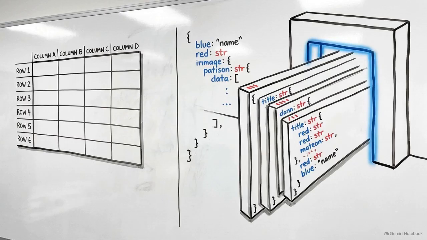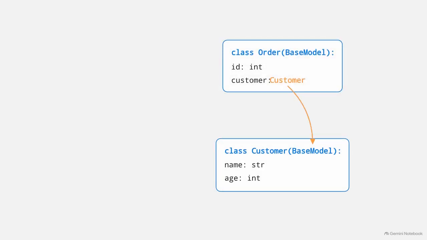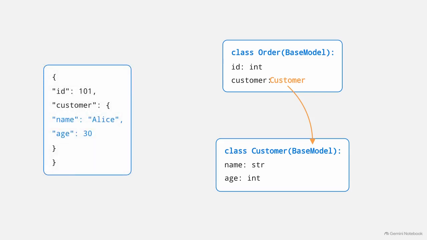Enterprise application data rarely exists in flat, isolated rows. It usually arrives in deep, complex hierarchies. This diagram illustrates nested modeling. We create an order class and define its customer attribute by linking it directly to the customer model we just built. Any Pydantic model can contain separate Pydantic models as individual fields.